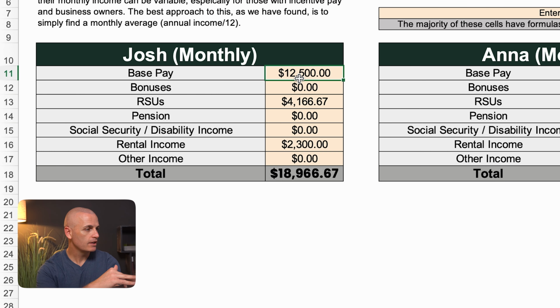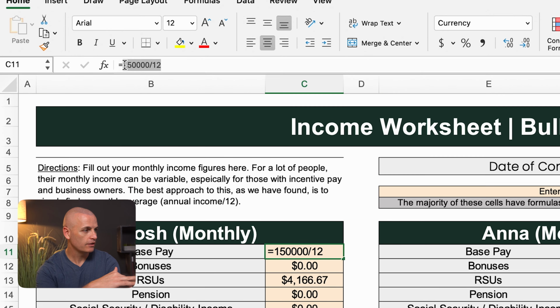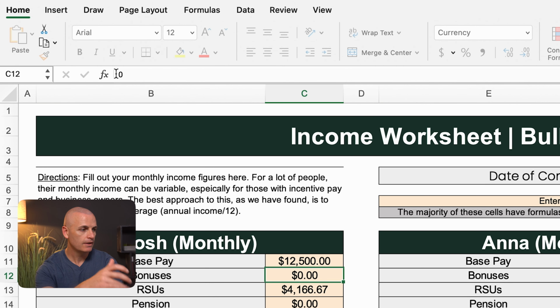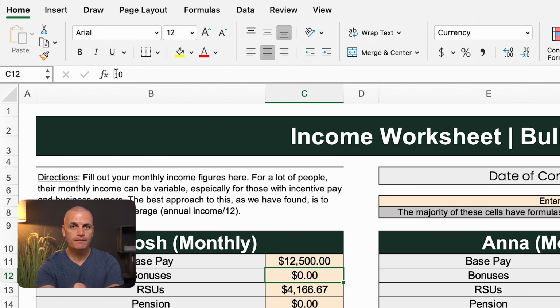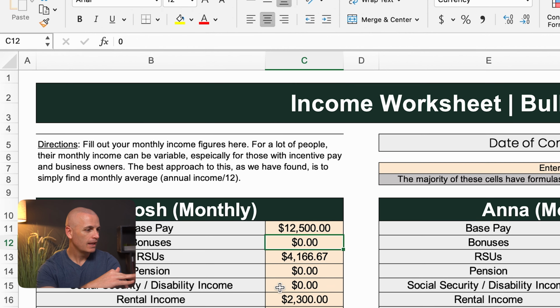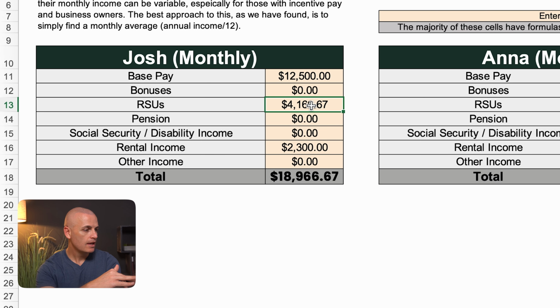So Josh brings in $150,000, and as you can see on this formula here, we just divided it by 12, and that comes out to $12,500 per month. He does not receive any bonuses. But he does receive RSUs. So he is a project manager for a tech company, and a big part of his compensation is RSUs.